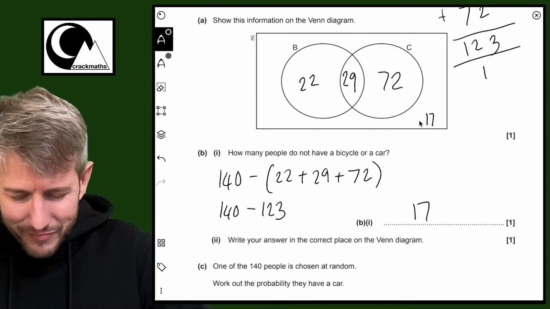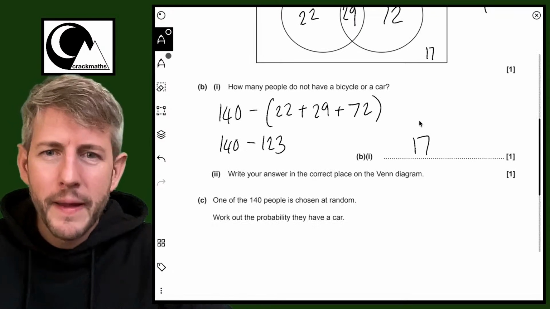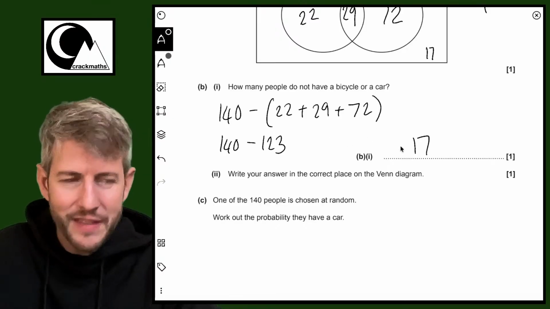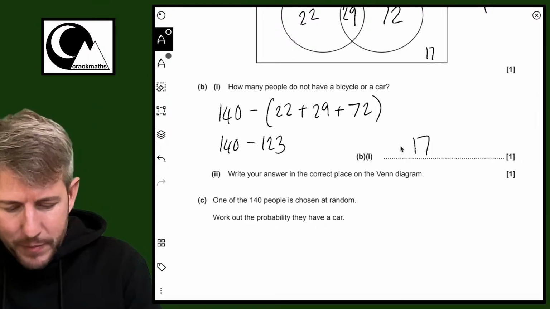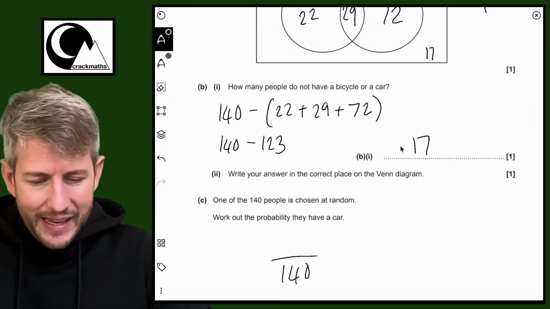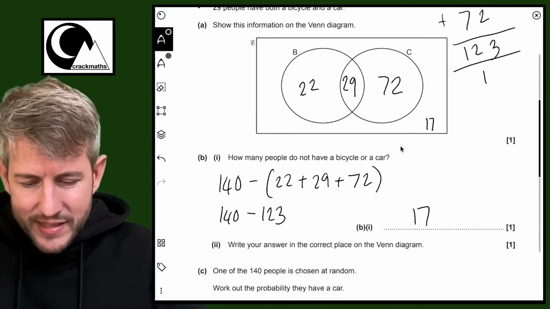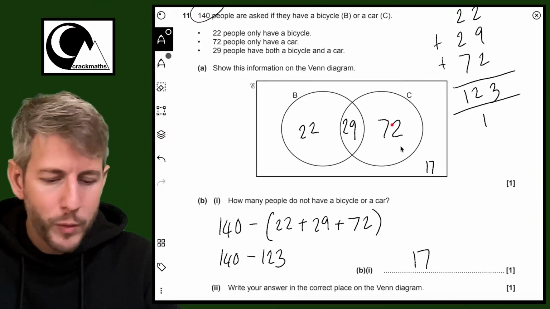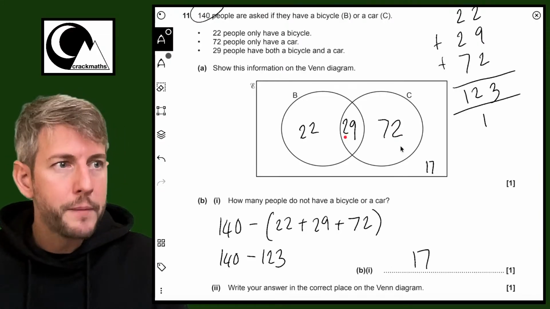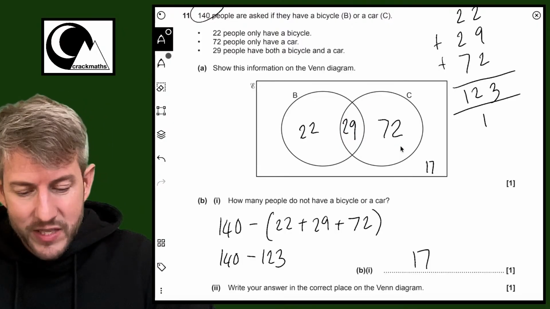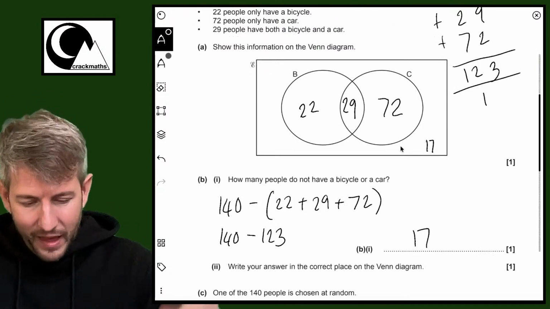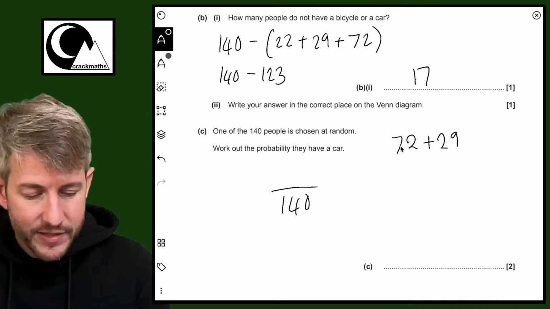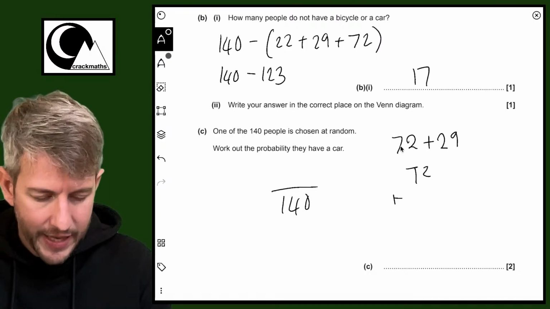Right, so question part C. One of the 140 people is chosen at random. What is the probability that they have a car? So there's 140 people altogether, and how many of them have a car? Well, there's these 72 people that have a car, and there's these 29 people as well. So we need to work out 72 add 29, and that will be what goes on the top of our fraction.